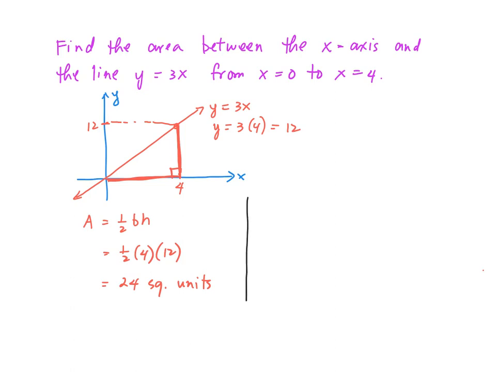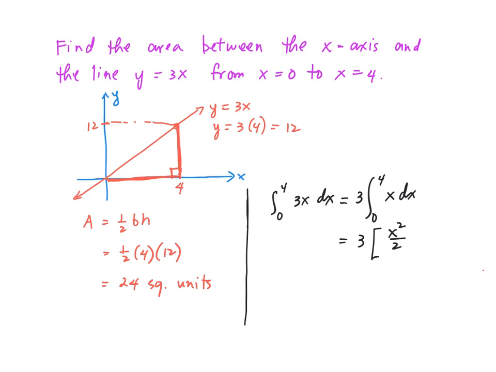Now, let's use the definite integral and see if we get the same answer. So really, what we are looking for from the integral process is the integral from 0 to 4 of 3x dx. I'm going to do it this way. I like taking out the constant, although it will still work if you just keep it as it is. So x dx. The integral of x to the power of 1 is just x squared over 2.